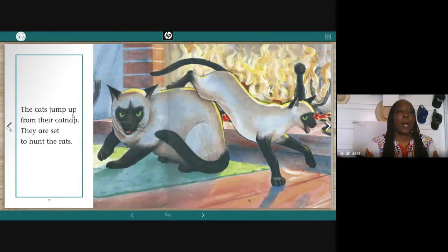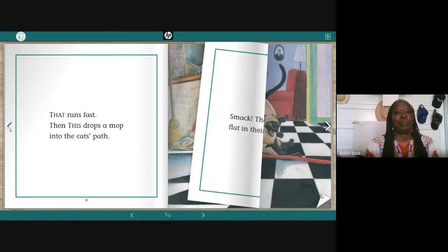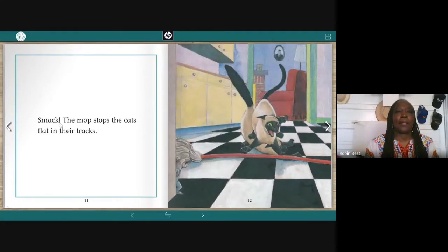The cats jump up from their cat nap. They are set to hunt the rats. What do you think is going to happen? That runs fast. Then this drops a mop into the cat's path. Oh, look at this. Dropping that mop into the path. Smack! The mop stops the cats flat in their tracks.